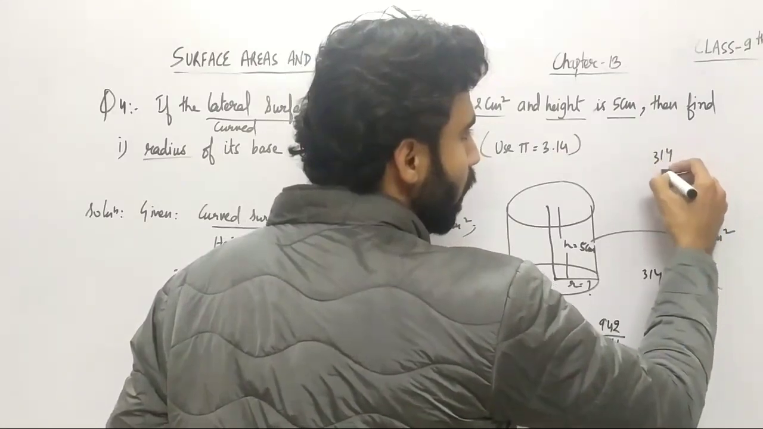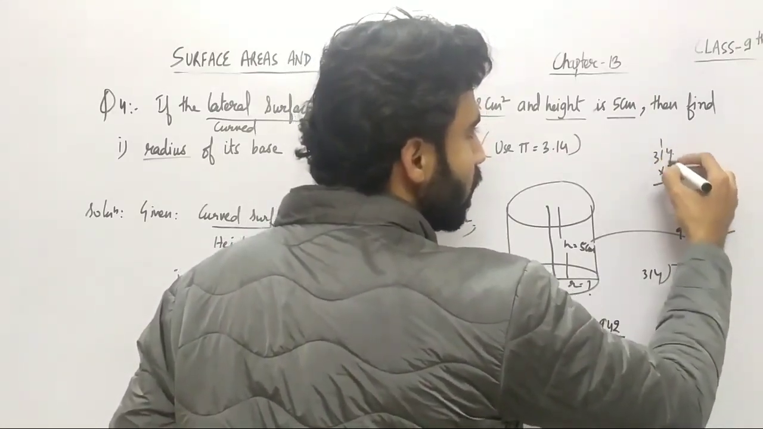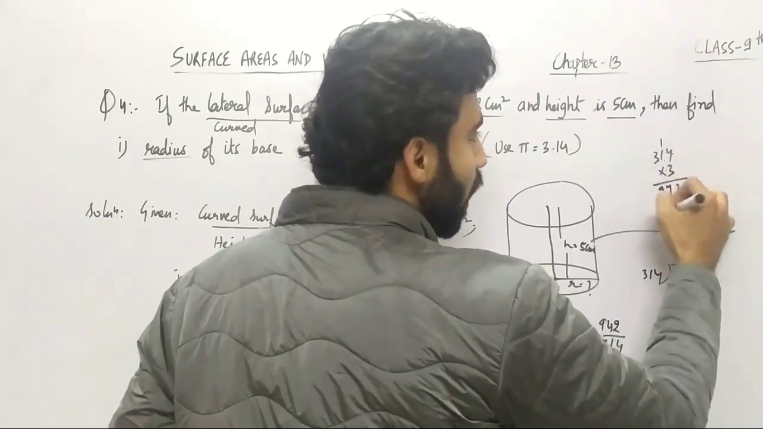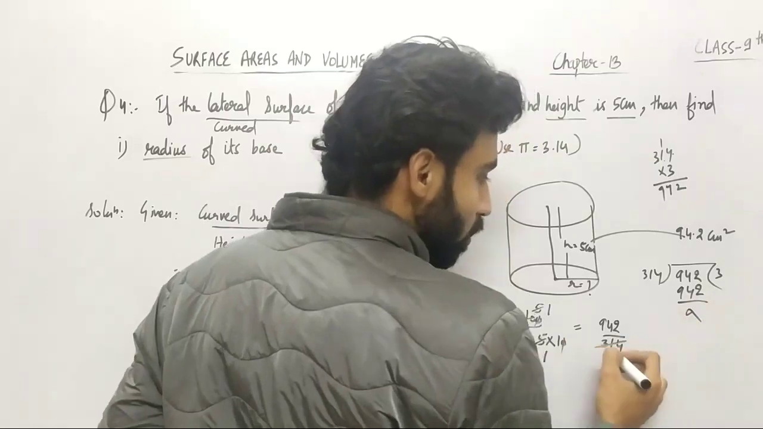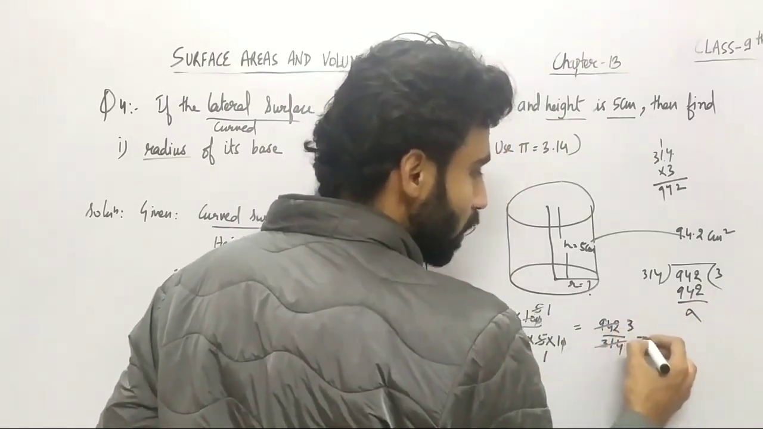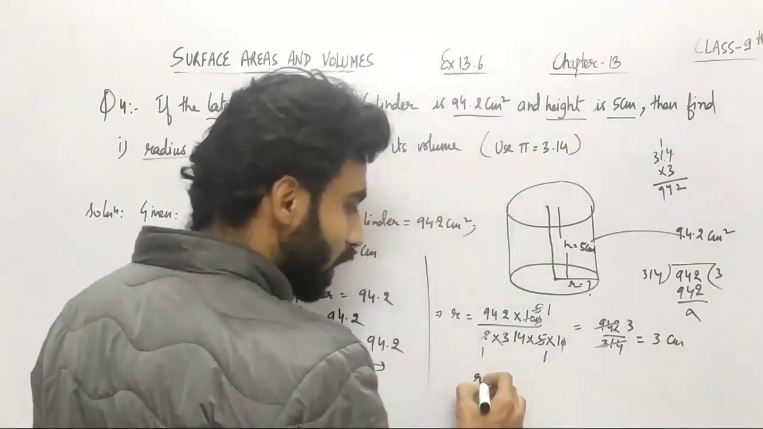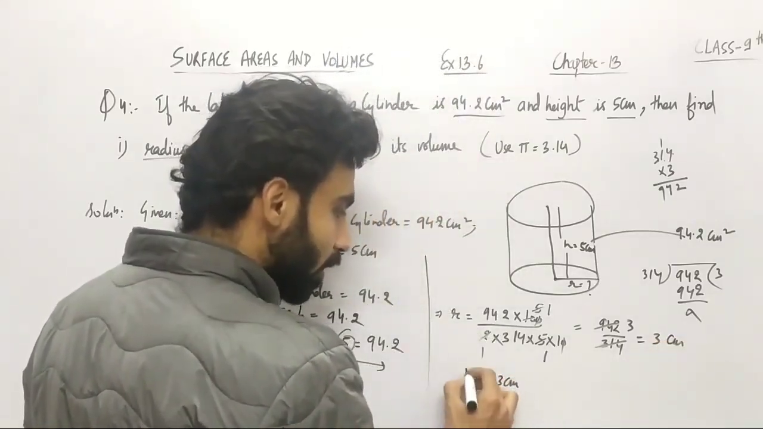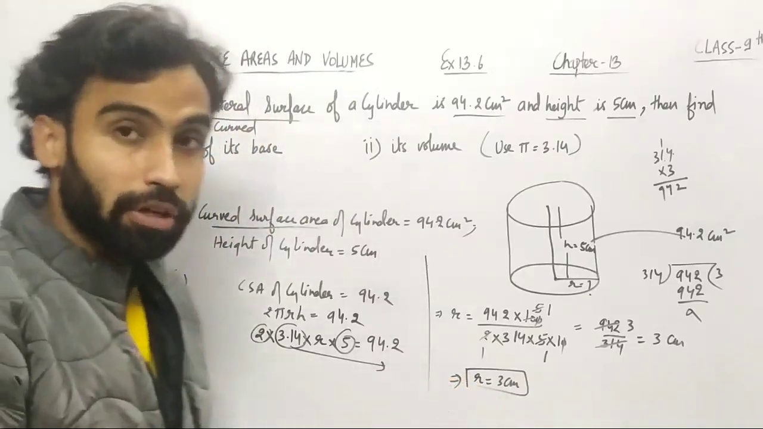So 314 into 3, so 3 4 जा 12, 1 carry, 3 1 जा 3 and 1 4, 3 3 जा 9. So आप देख सकते हैं कैसे 3 के टेबल पे ये completely divisible हो रहा है. So you can see 314, 3 जा 942. So you will get the radius as 3 centimeters. Getting my point? So यहाँ पे हमने radius find out कर ली, which was required in the first part.